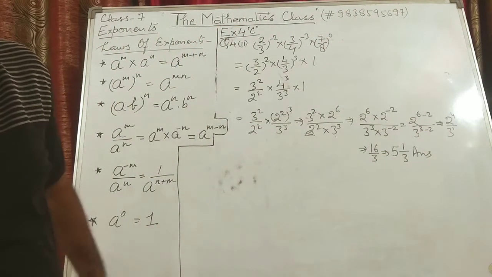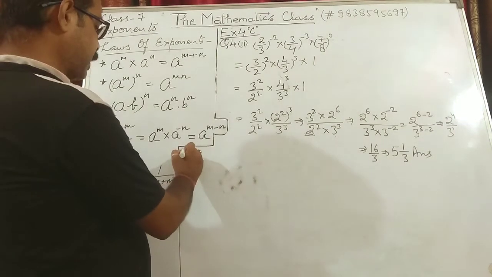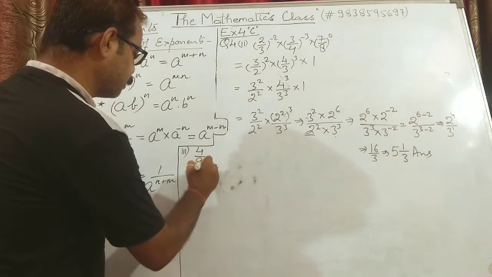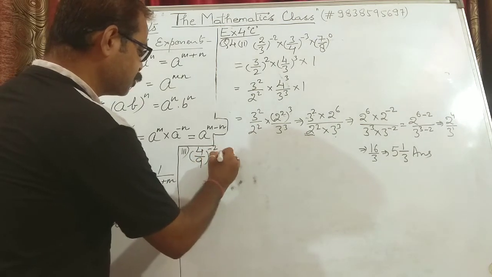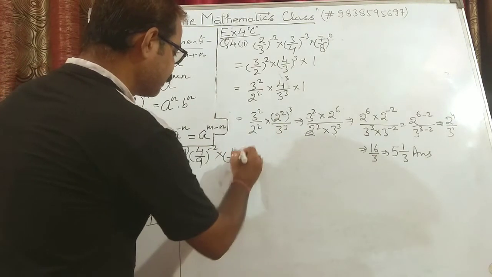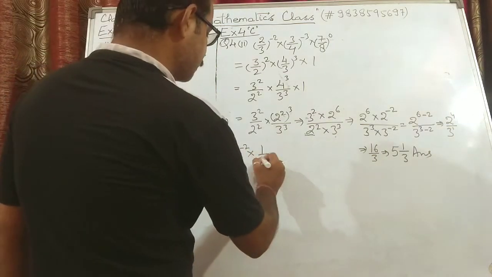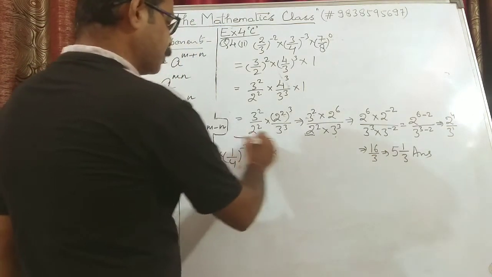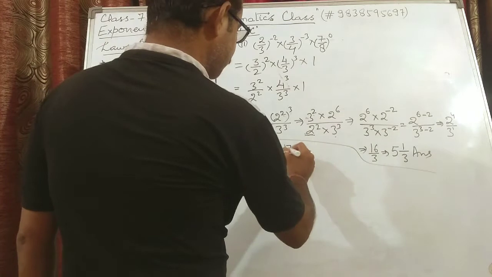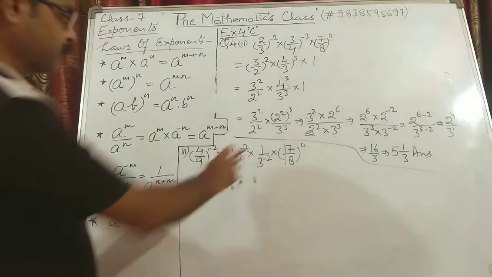Now we move on to question number 4, third part. Third part I am writing over here, that is (4/9) to the power minus 2 into (1/4) to the power minus 2 into (1/3) to the power minus 2 and into (17/18) to the power 0. Now something to the power 0 is 1.